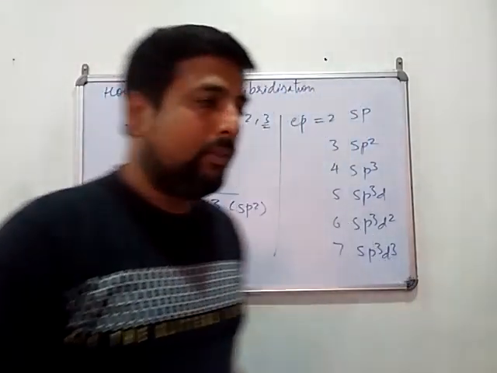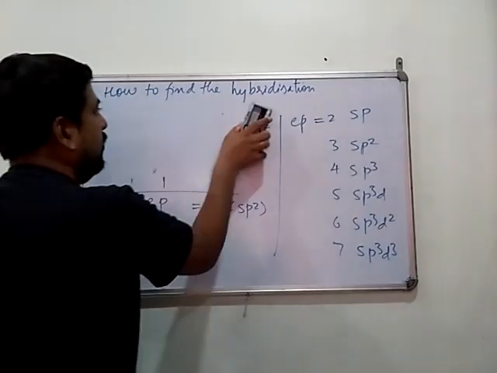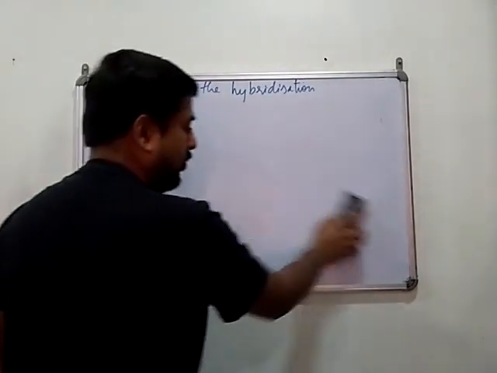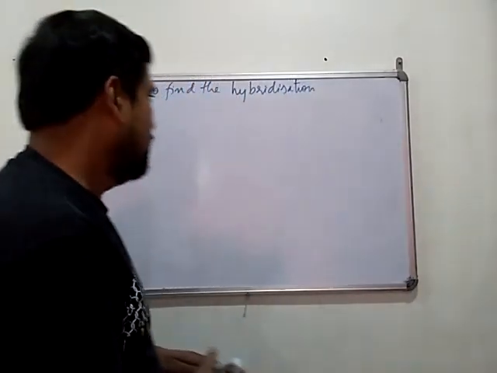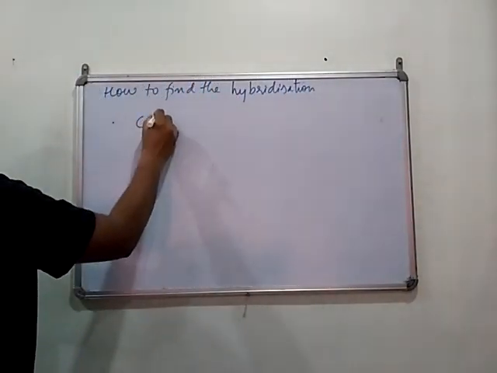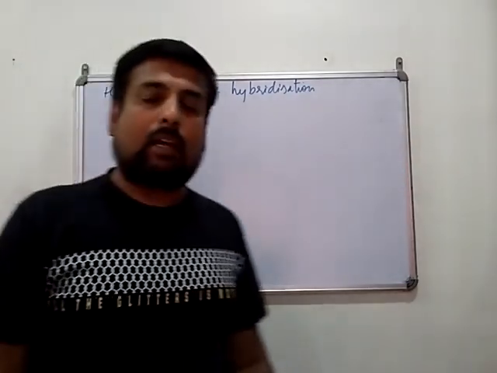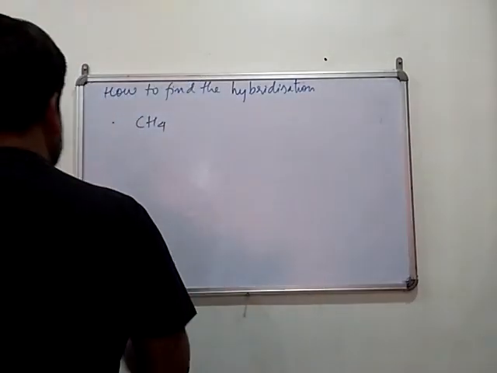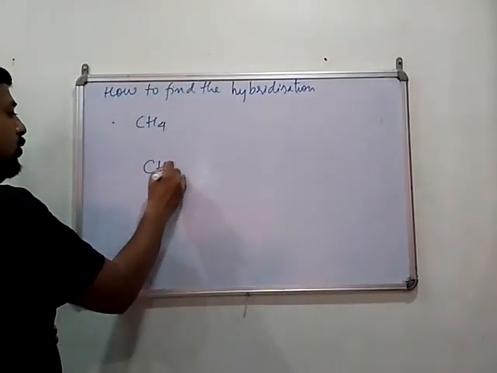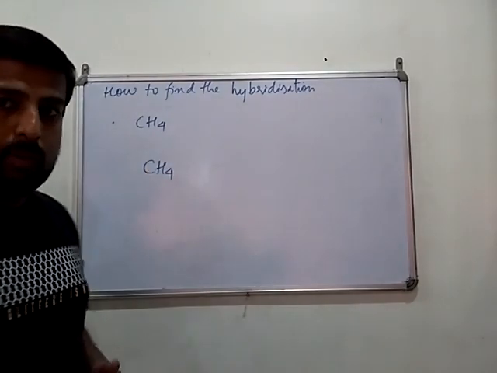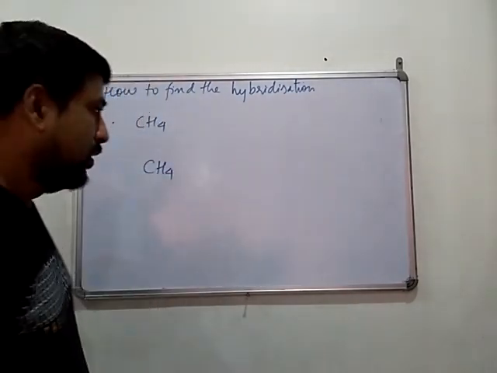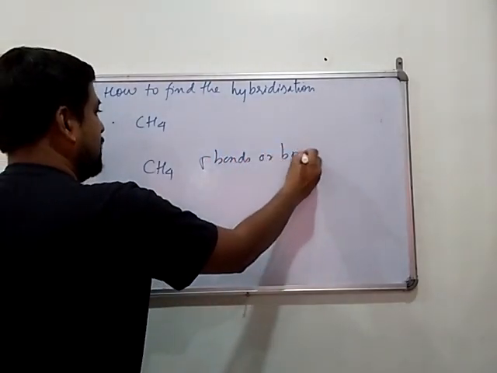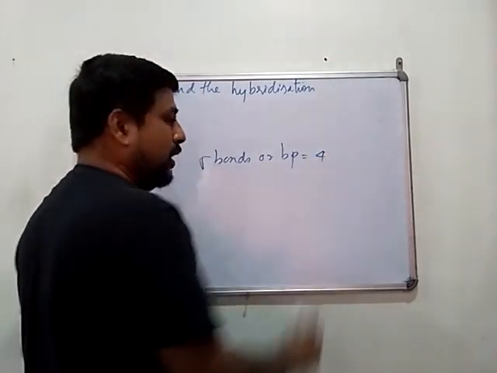So let's take the second example. Maybe you can go for a very simple one, CH4. So we have to find the hybridization of the carbon atom, which is the central atom. CH4 has how many sigma bonds, which is known as bond pairs? The sigma bonds, or bond pairs, are 4 because 4 atoms are connected with the central atom.